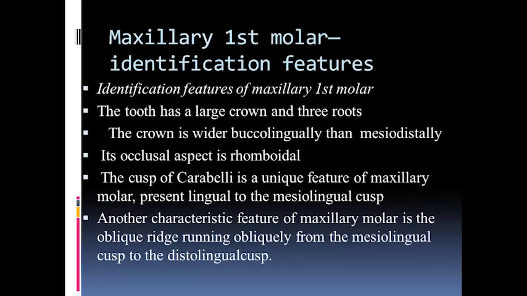Maxillary first molar identification features. Number one, the tooth has a large crown and three roots. The crown is wider buccolingually than mesiodistally. Its occlusal aspect is rhomboidal. The cusp of Carabelli is a unique feature of the maxillary molar, present lingual to the mesiolingual cusp. Another characteristic feature is the oblique ridge running obliquely from the mesiolingual cusp to the distobuccal cusp.